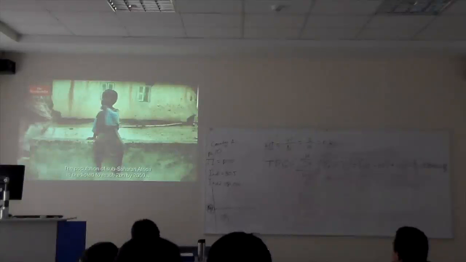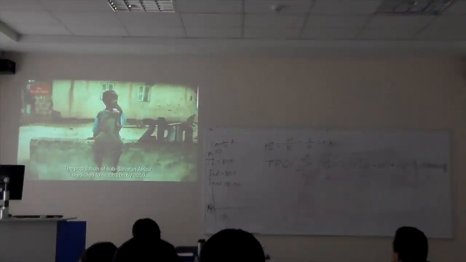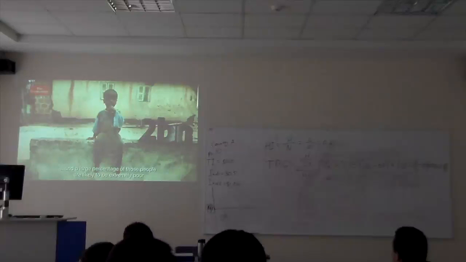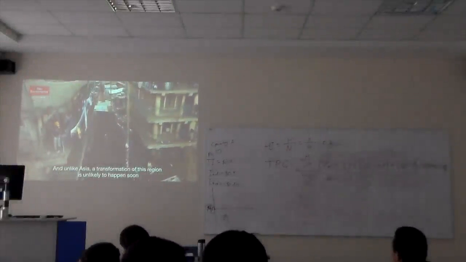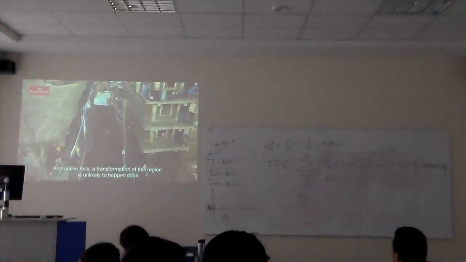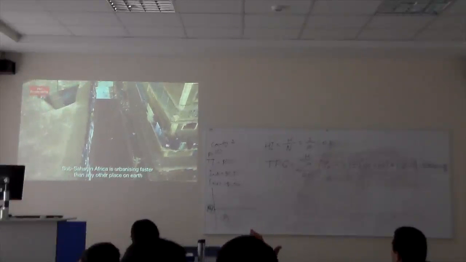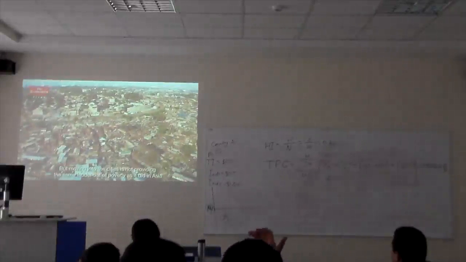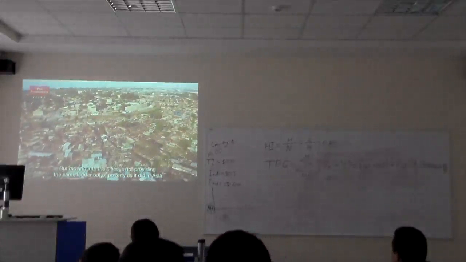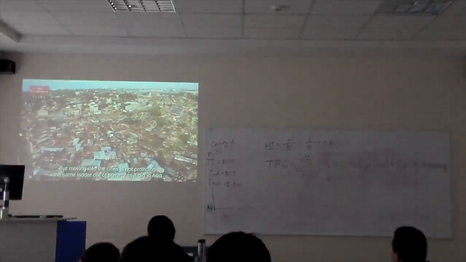The population of Sub-Saharan Africa is predicted to reach 2 billion by 2050, and a large percentage of those people are likely to be extremely poor. And unlike Asia, a transformation of this region is unlikely to happen soon. Sub-Saharan Africa is urbanizing faster than any other place on Earth. But moving into the cities is not providing the same ladder out of poverty as it did in Asia.